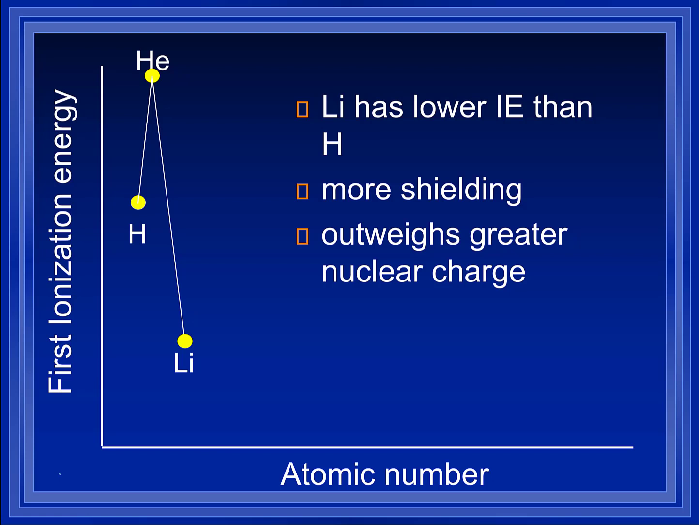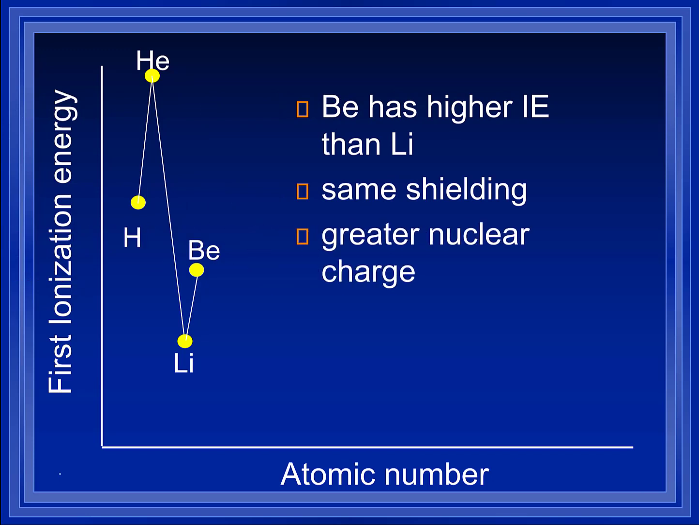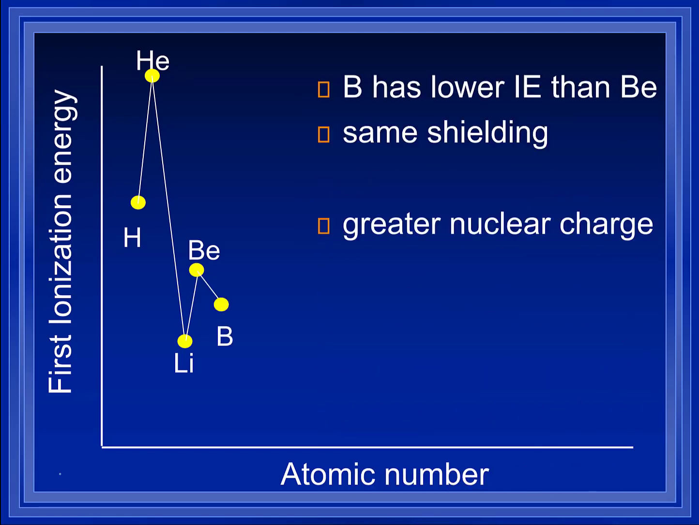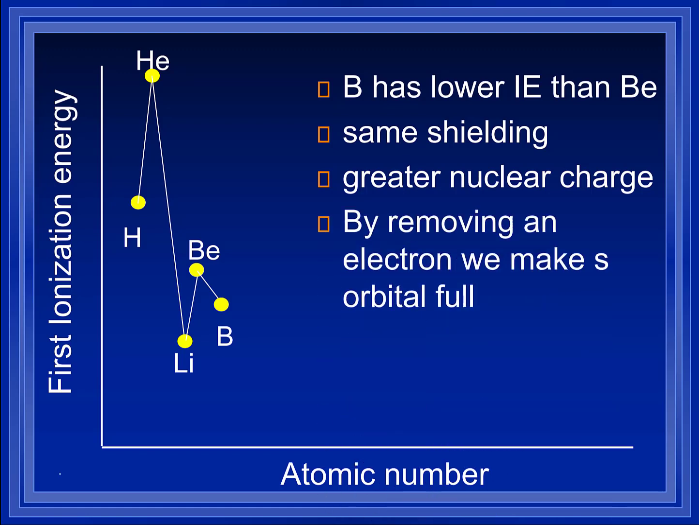So next after lithium comes beryllium. Should it be higher or lower? Higher, because same shielding, bigger nuclear charge, right? After beryllium comes boron. Same shielding, bigger nuclear charge, so of course it is lower. Why would boron be lower than beryllium? By removing that electron, I'm ending up at S2. S2 is full.